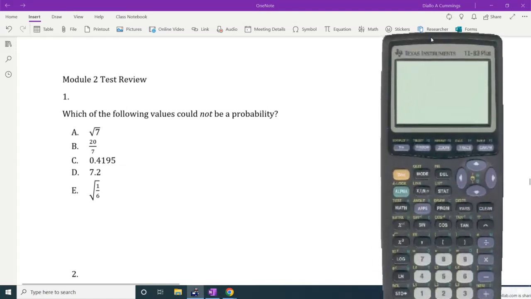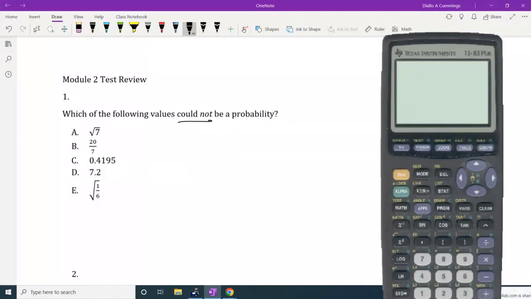All right, so the first one says, which of the following cannot be a probability? So keep in mind, we talked about probability, and a probability is between 0 and 1 if you're talking about decimals, but in percents, it's between 0 and 100%. So here we're asked to find the values that could not be a probability, so we want to find values that are either greater than 1 or negative.